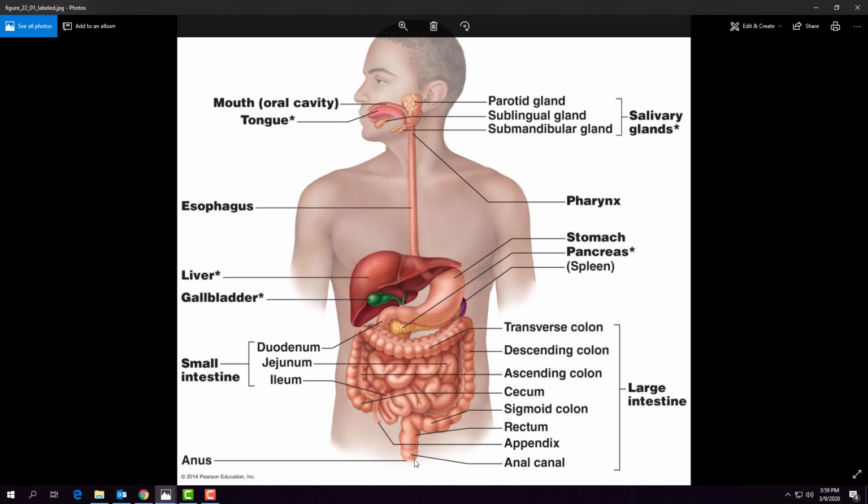And so now I'm just going to go into each one of the sections that we see associated with those structures. So let's go to a view of the stomach.